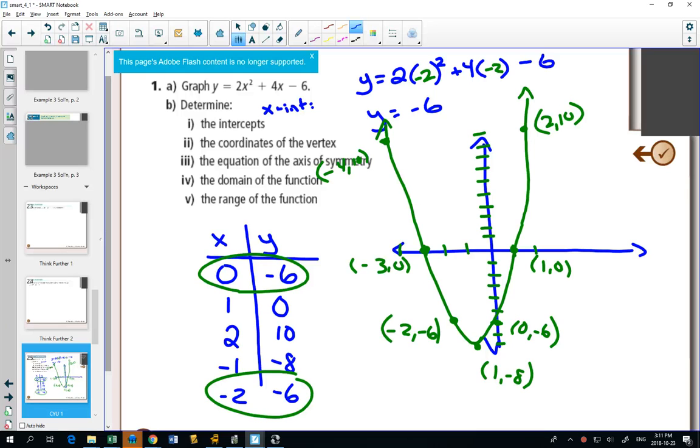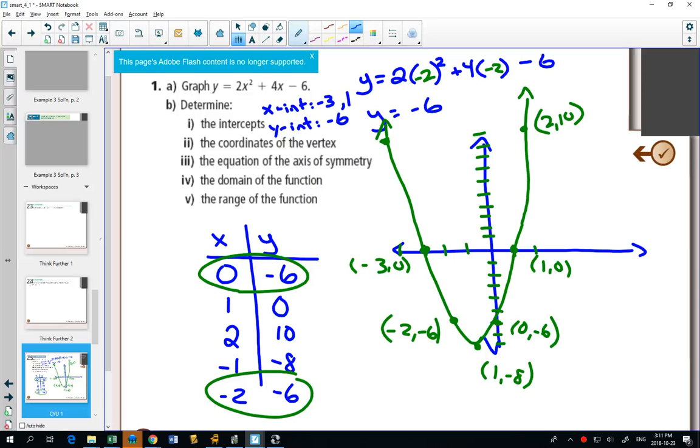At -3 and +1. Our y-intercept is where our graph crosses the y-axis. Can you see that it crosses the y-axis at -6? What are the coordinates of our vertex?